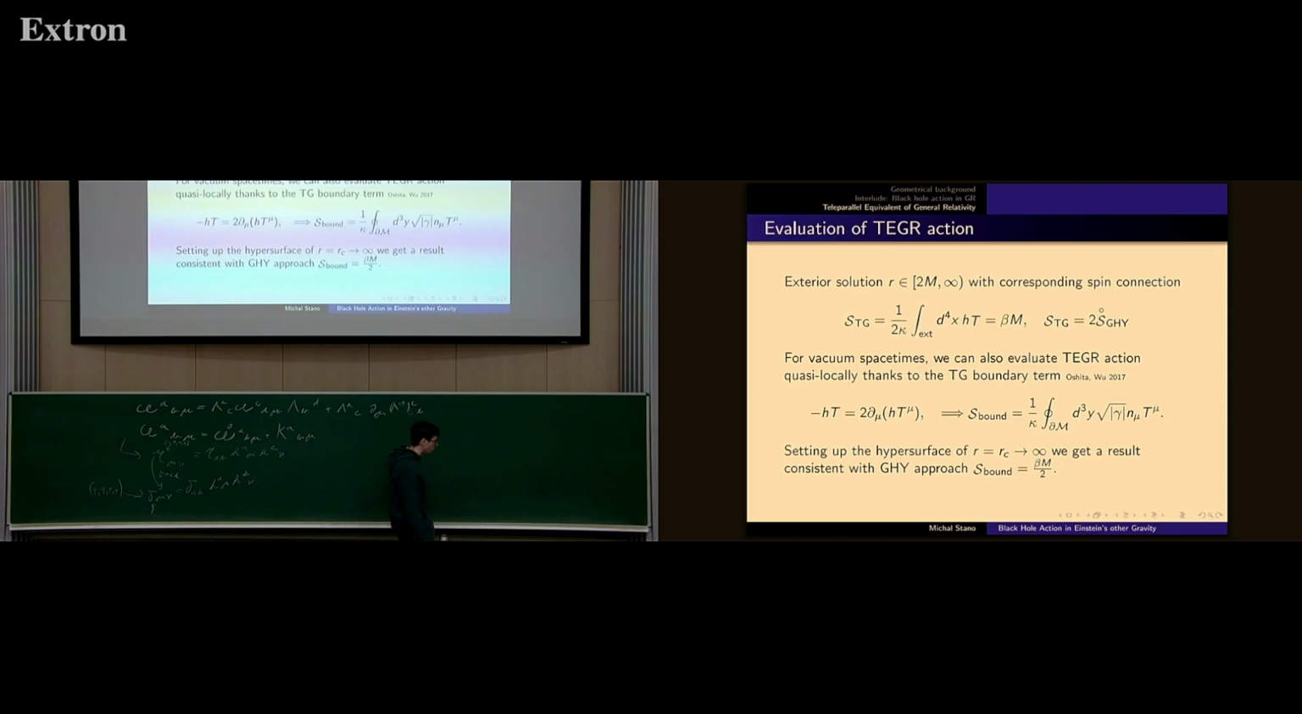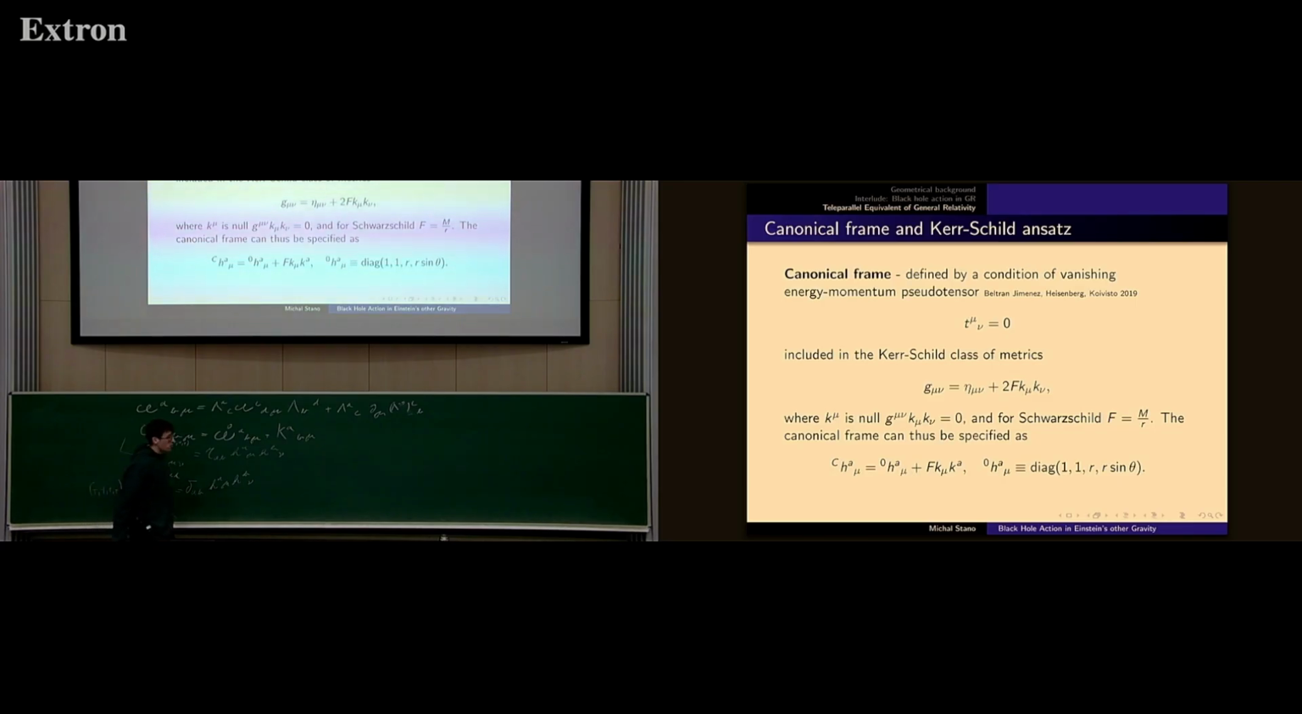Okay, so far, it seems that although we have two approaches to evaluating the Euclidean teleparallel action, that is, we either evaluate it volumetrically or we evaluate it quasi-locally, these two approaches are not really consistent at this level. So this is actually the original problem we started with, and then we went on to investigate what is going on in here.